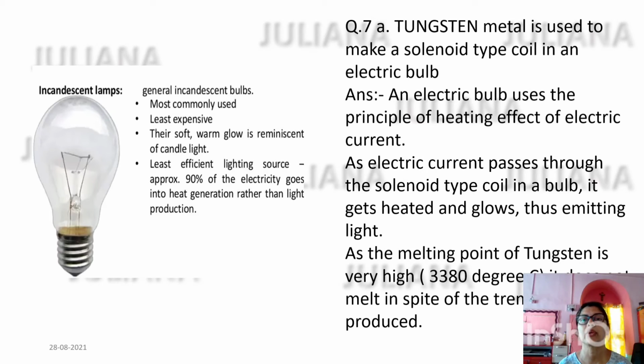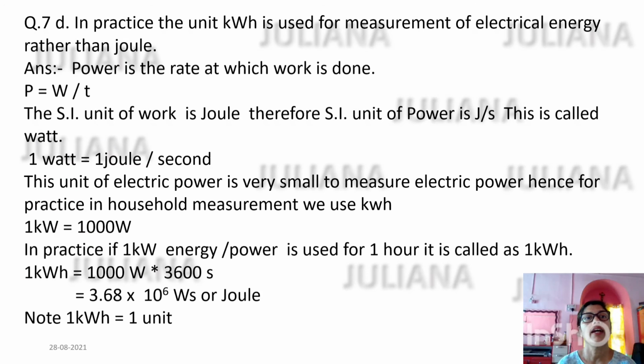Okay, so as the melting point of tungsten is very high, 3380 degrees Celsius, it does not melt in spite of the tremendous heat that is produced. And we do not want the tungsten wire to melt in the bulb. Okay, then in practice, the units that are used for measuring electrical energy, or to measure electricity. In practice, the unit is kilowatt hours. This is the unit which is used. It's a bigger unit for measuring electrical energy rather than joules or watts.